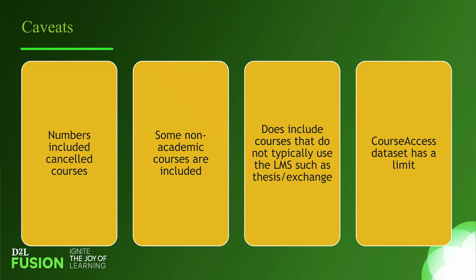And the course access data set has an upper limit of about 2.5 million rows. Therefore, that second condition may run into an issue where a course was legitimately accessed, but that access has fallen off the data set, and therefore it would tag it as not accessed.